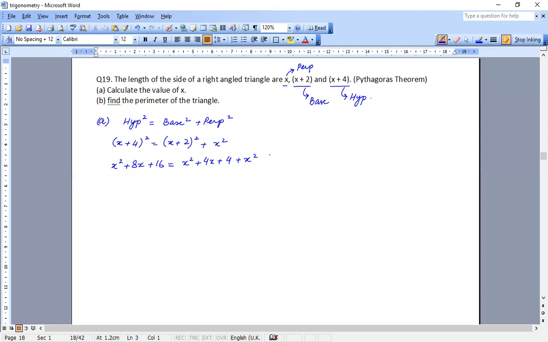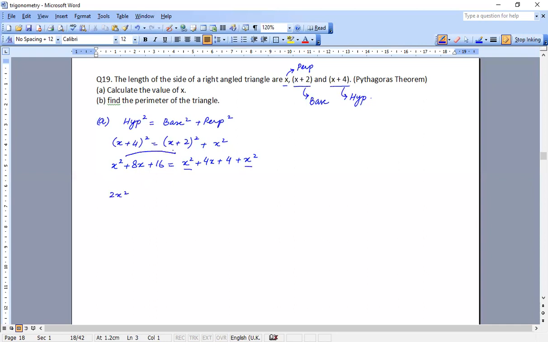Now I'll just arrange the equation. I'll bring everything on the same side so that I have an equation, and then I'll solve it to find out the value of x. So I'll move x square, 8x, and 16 to the right hand side. When I move them all to the other side, on this side we have 2x square.